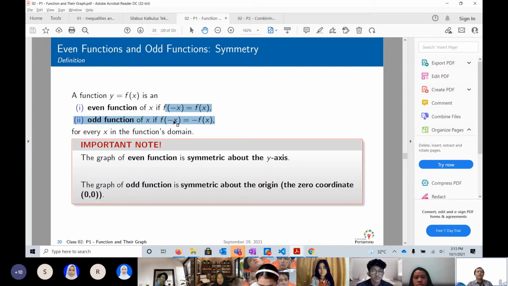Okay, what happens if neither of these rules is true for our function? Then we cannot say anything. In that case, we say that the function is neither an even nor an odd function. So for an even function, we have this definition.